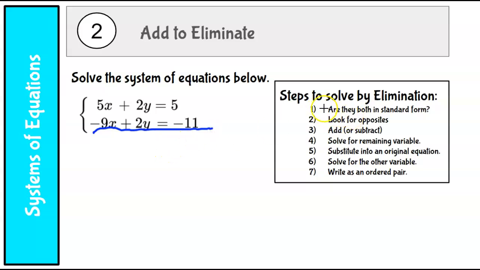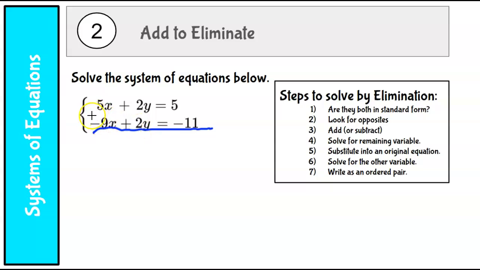So first I'm going to look, are they both in standard form? They are. I have ax plus by equals c, ax plus by equals c. The x's and the y's are lined up. I'm going to look for opposites. I don't actually have opposites here. I don't have 2 and negative 2 or 5 and negative 5 or 9 and negative 9, but I do have the same number. So on this one, if I add these two together, I'm going to get 4y and negative 4x, and nothing's going to be gone. But if I were to subtract them, then 2y minus 2y would cancel out.